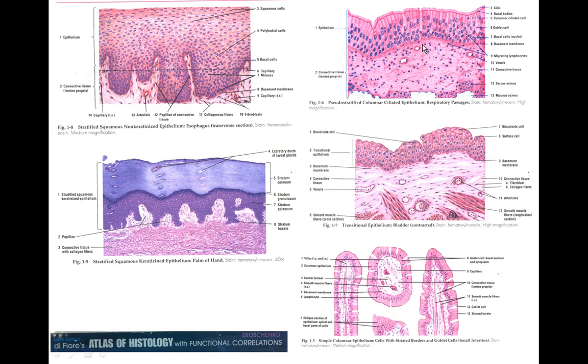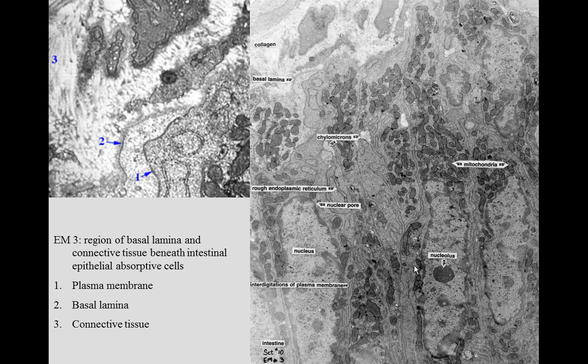Here we have pseudostratified columnar epithelium, which has ciliated cells on it associated with the respiratory system. Transitional epithelium has scallop-type nuclei on the surface for the urinary system. Also, we have simple columnar epithelium that we have lining the gut. And if we look at one of those cells of the gut, this is in the basal region.